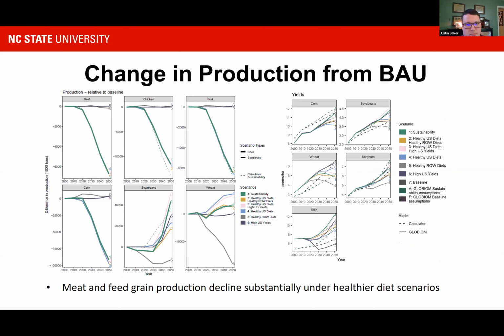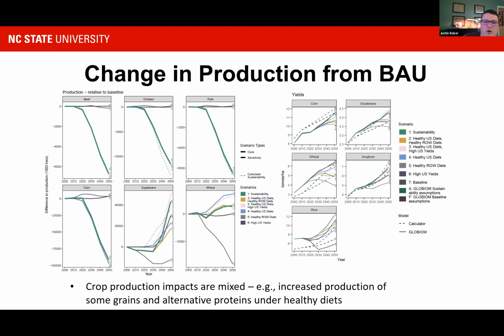So just really quickly on some production results, we find that meat and feed grain production declined substantially, consistent with our diet assumptions, right? So in particular, beef declines by about 50%, and chicken and pork production also declined by about 2/3, consistent with the diet guidelines. We see that crop production impacts, though, are a little bit different. They're mixed, right? So we see a pretty dramatic drop in corn production, mostly due to reduced demand for livestock feed. But we see increases across most of our scenarios for soybeans and for wheat.